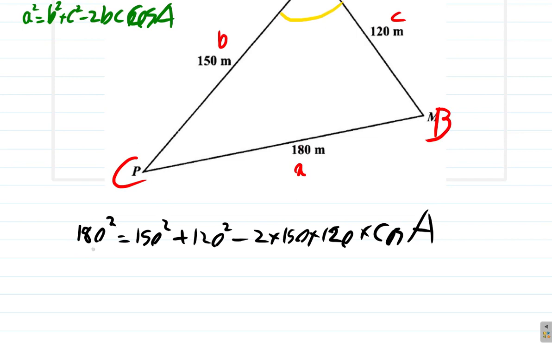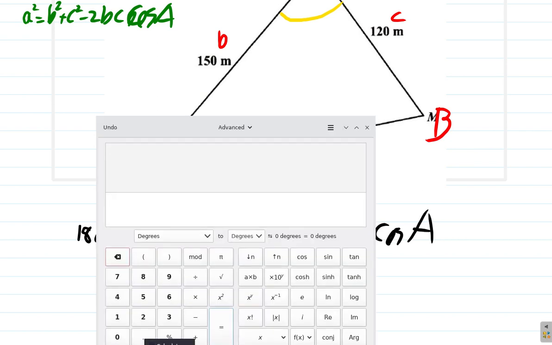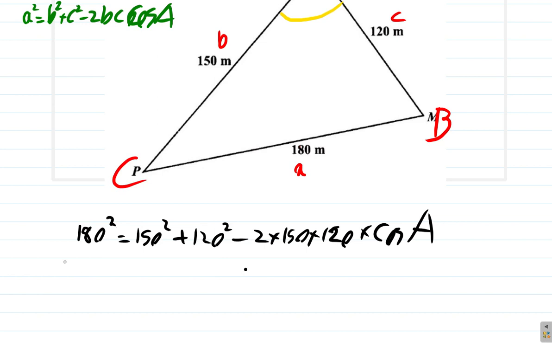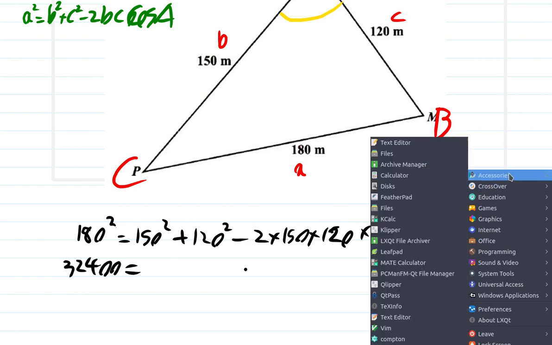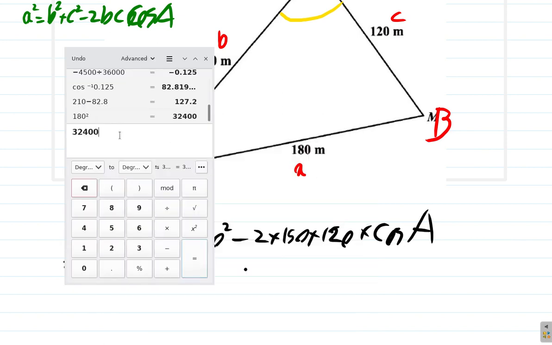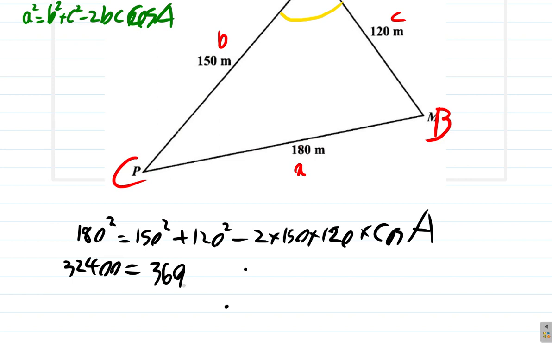So we use our calculator to work those out. So we have 180 squared equals 32,400. We have 32,400 equals, then we have our 150 squared plus 120 squared, which equals 36,900.